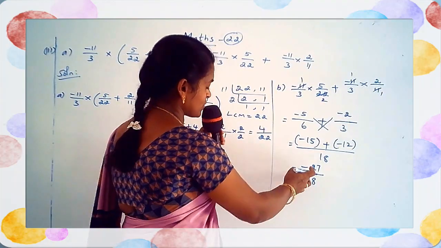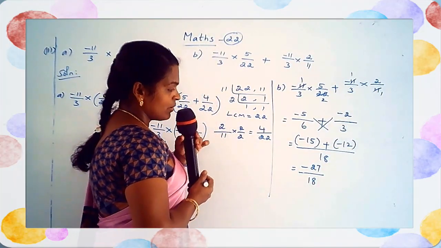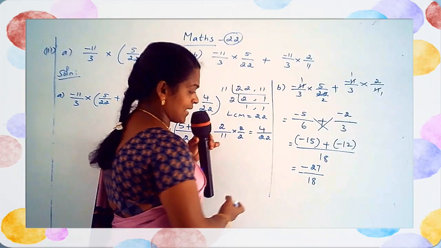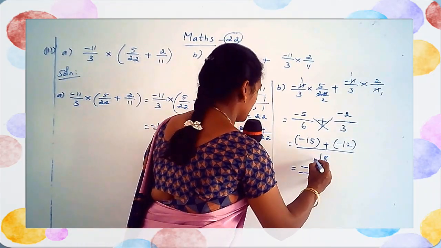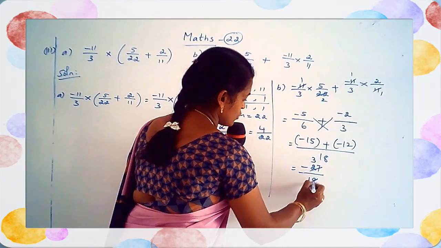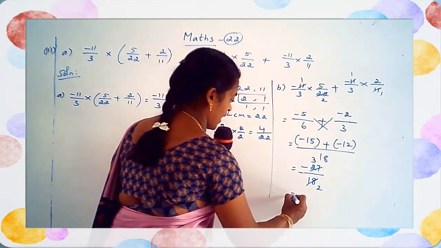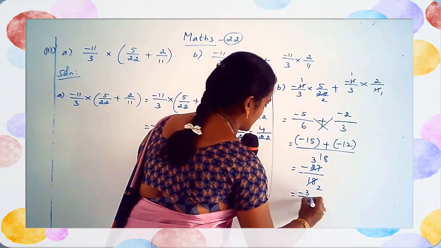Now it is not a standard form, so a common factor is there, yes. So it is surely divided by 9. Yes children, 3 9s are 27, 2 9s are 18. Okay, so the remaining is minus 3 upon 2.